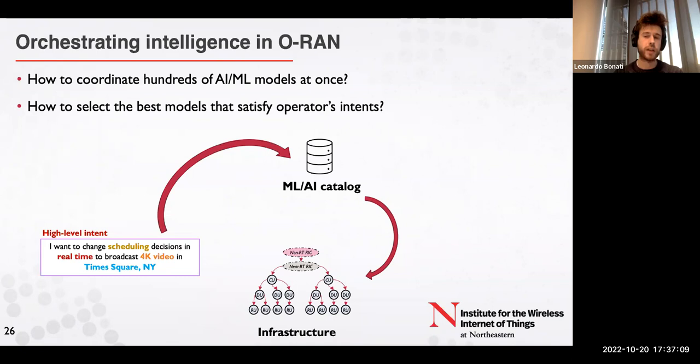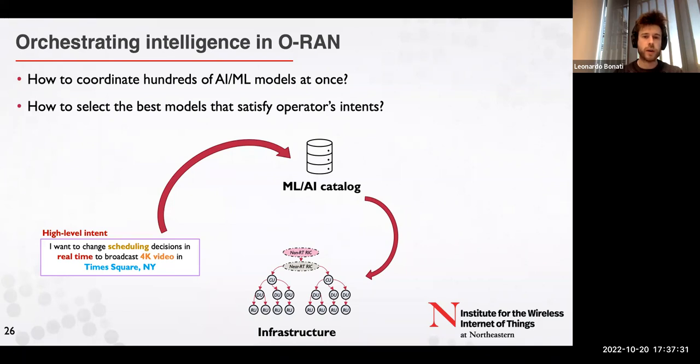So about this, imagine a network operator that has an intent that is expressed as the general behavior of: I want to change the scheduling decisions of my base stations or of my network in real time to broadcast some video in 4K resolution in Times Square, so in a certain location.